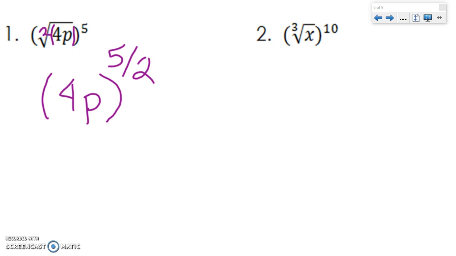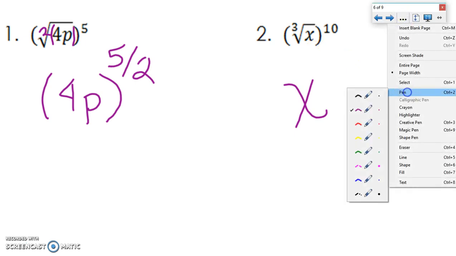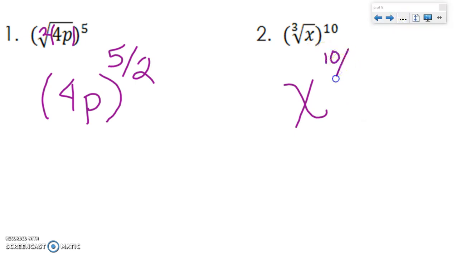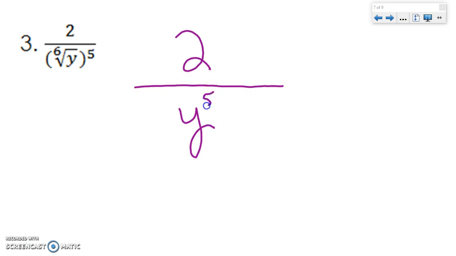The reason number 2 is a little bit different is because the only thing inside of the radical, the only radicand that I have, is x. So I don't need to put parentheses around this when I write my exponent. I can just write 10 thirds. Going on to the last example, the 2 in the numerator will not change with that radical being in the denominator. So I'm going to rewrite this as y to the power of 5 over 6.